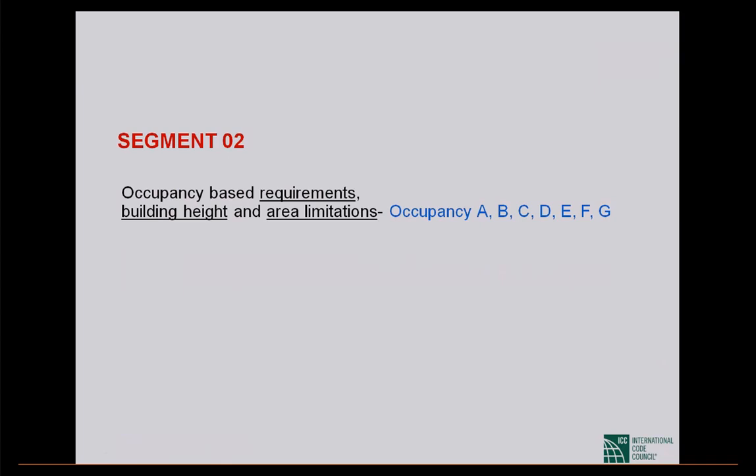So let's start with segment 2 of today's webinar. Now we will have detailed information on each of the occupancies, mostly focusing on the occupancy-based requirements, their required building height, and area limitations. So this particular segment will focus on each of the occupancies in detail.